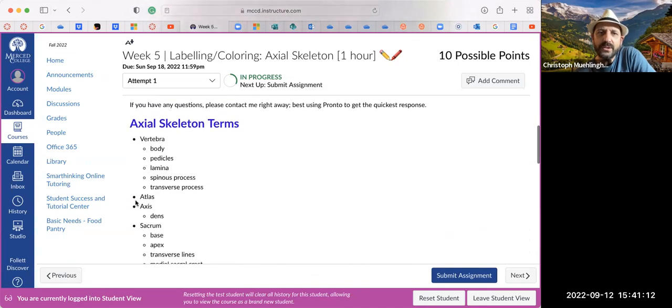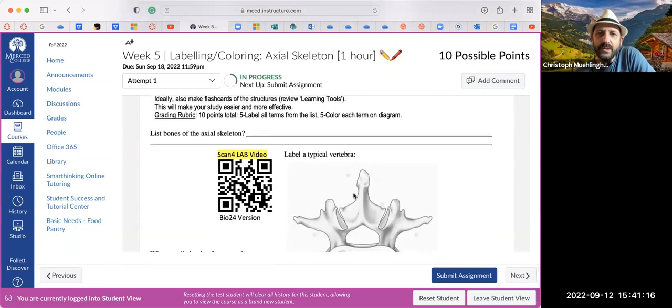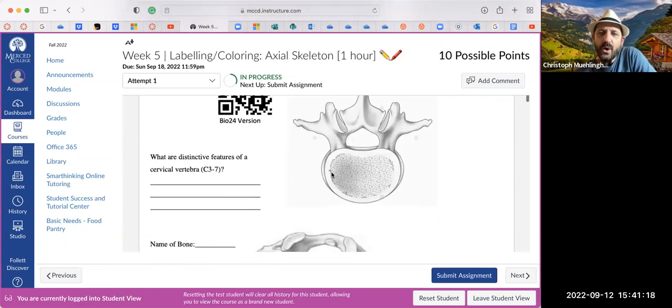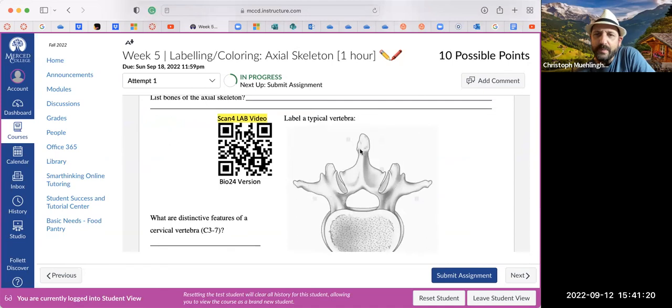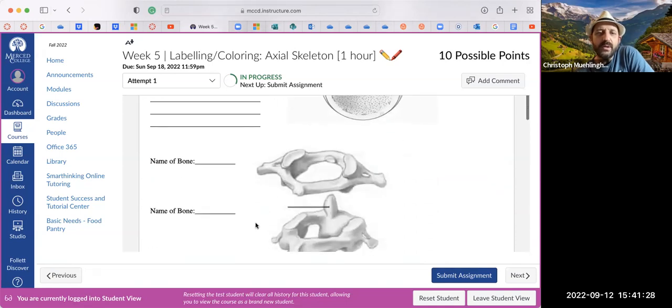The axial skeletal shows up here, and you can answer that in here. You have some questions here, but then you have the pictures, and I want you to label all the terms that you see on the list. Where's the list? Here's the list. On this list, on these pictures, you label them, and then you also color the area. So like this is the spinous process: you color this piece and write spinous process here. Then you answer all these questions as well, and that gets you the full credit. That's what we're going to do with this part.